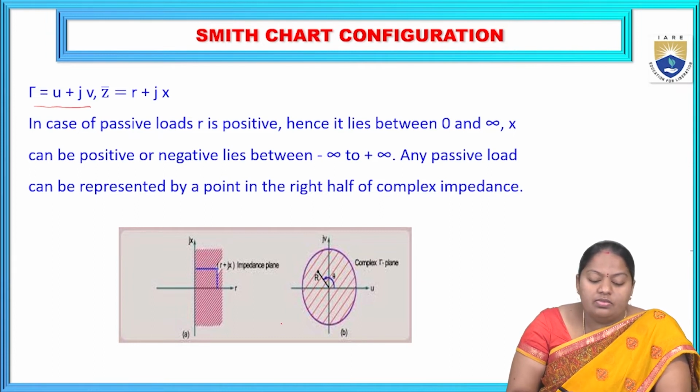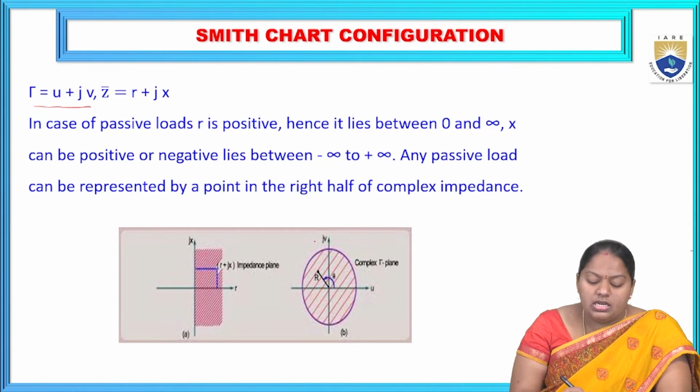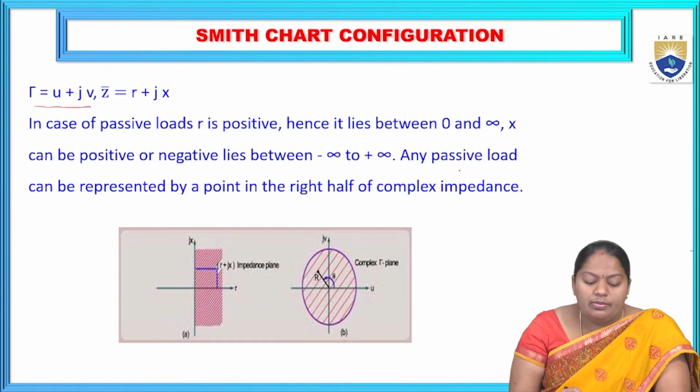So in the case of passive loads, R is positive. Hence the R value ranges from 0 to infinity, which means resistance lies in the first quadrant of the impedance plane, and x can be positive or negative, lying between minus infinity and plus infinity, which means it lies between the first and fourth quadrants. Any passive load can be represented by a point in the right half of the complex impedance plane.